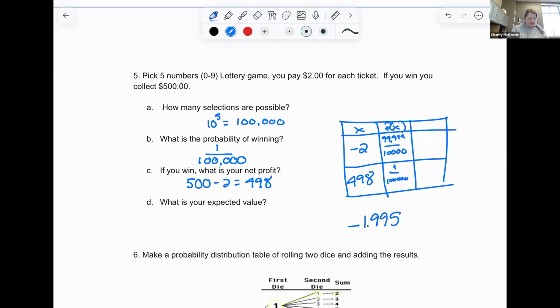I probably should have done it in parts because this is being weird. Oh, I didn't do a parenthesis there. That's why. All right, I'll just do parts. So you can figure out this one here is like -1.99998. I got to go out quite a few places. 498 times 1. Use a parenthesis around the 1 divided by the 100,000.